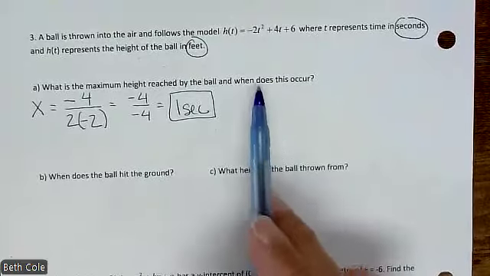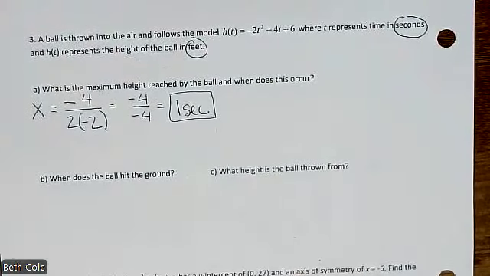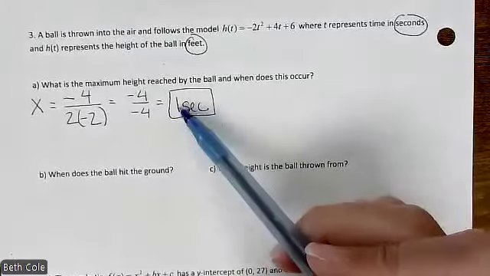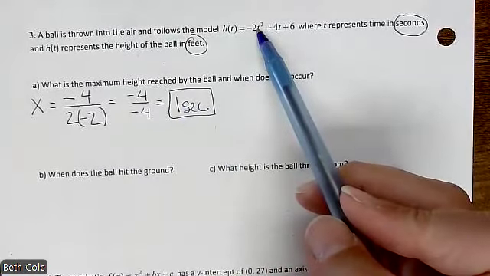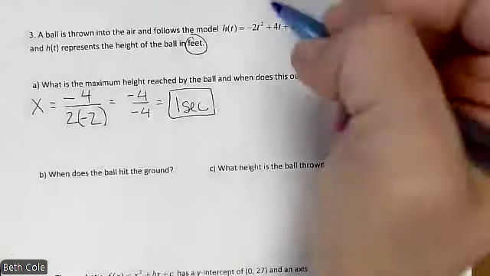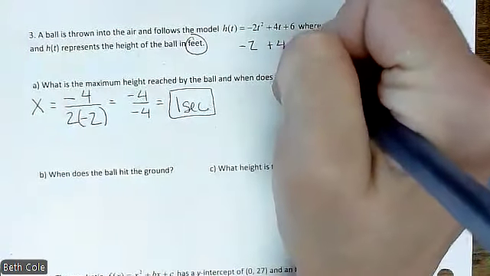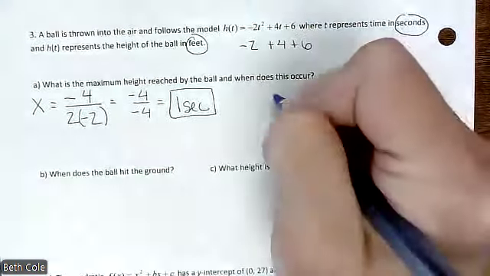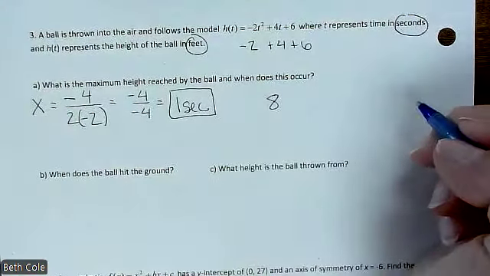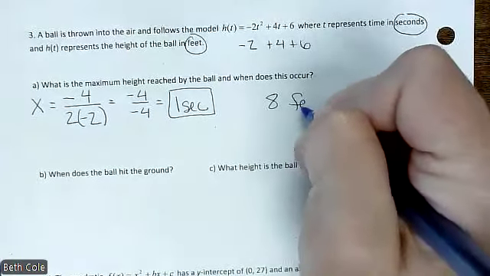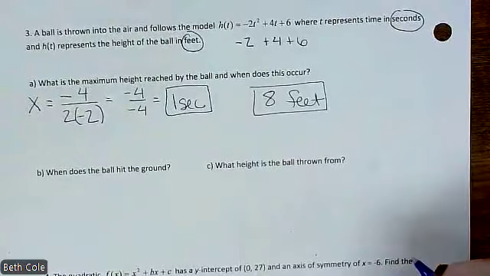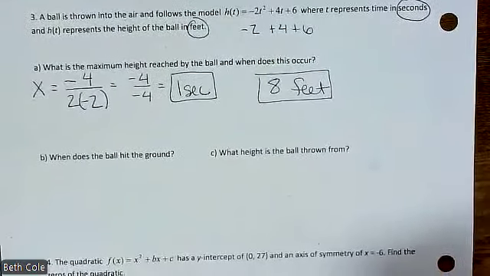So that's the when. How do you get the actual height? Plug it in. Now this is an easier one. We actually did the more difficult one first. If you plug in 1 for t, 1 for time, you're going to get -2 plus 4 plus 6. That's going to be 8 what? Feet. So after 1 second, it's at 8 feet, then it starts coming back down.